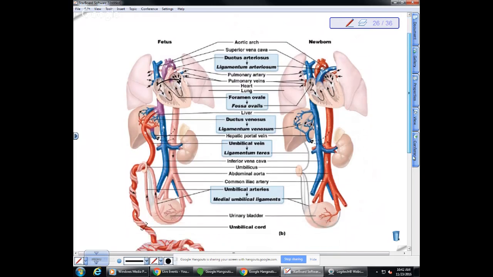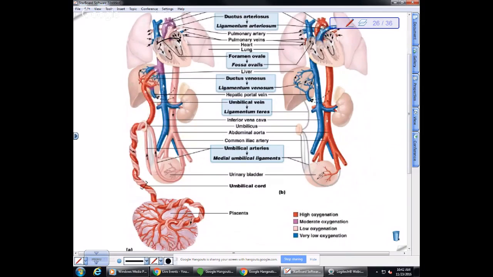So upon birth, these have to constrict, right? So you have to stop blood flow in the umbilical artery and the umbilical vein. Okay, so those constrict and they actually form ligaments. So those leftover blood vessels turn into connective tissue. Okay.